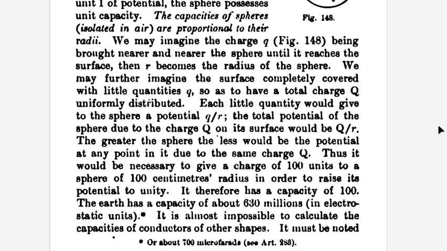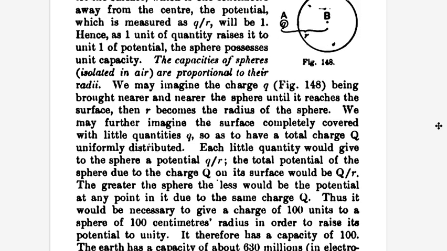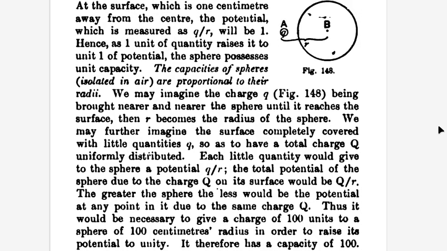We may imagine the charge Q, figure 148, being brought nearer and nearer the sphere until it reaches the surface, then R becomes the radius of the sphere. We may further imagine the surface completely covered with little quantities Q, so as to have a total charge Q uniformly distributed. Each little quantity would give to the sphere a potential Q divided by R. The total potential of the sphere due to the charge Q on its surface would be Q divided by R.